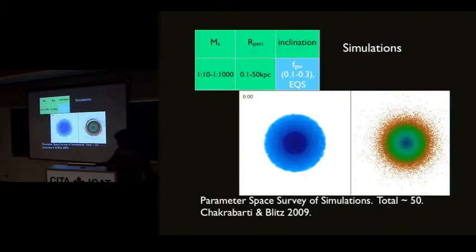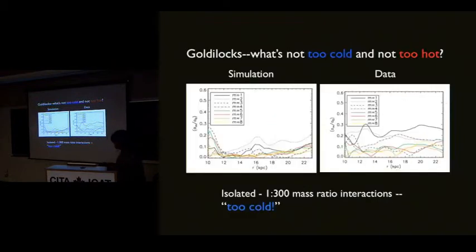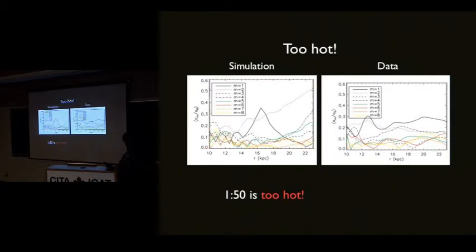So once you've done this parameter space survey, you basically have a Goldilocks problem. You want to find what's not too cold, what's not too hot. Data is going to be on the right, simulation is going to be on the left. You have these Milky Way-like simulations interacting with perturbers of mass 1 to 300 or lower. Their Fourier amplitudes are too low relative to the data, so this is too cold. This one, interacting with perturbers that are 1 to 50 or higher, the Fourier amplitudes are too large relative to the data, so this is too hot.